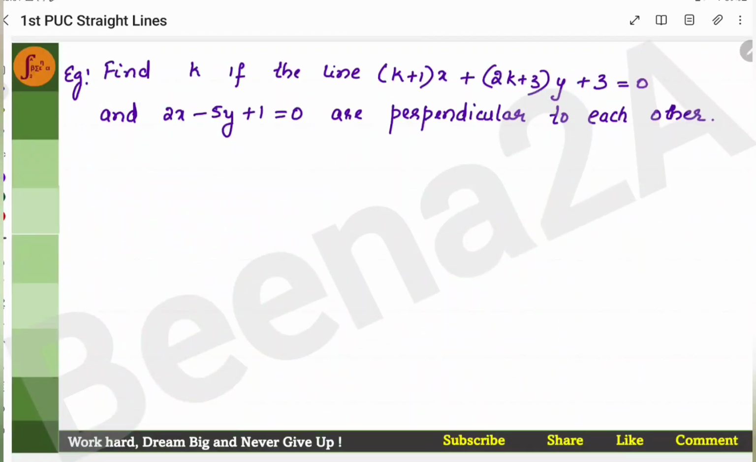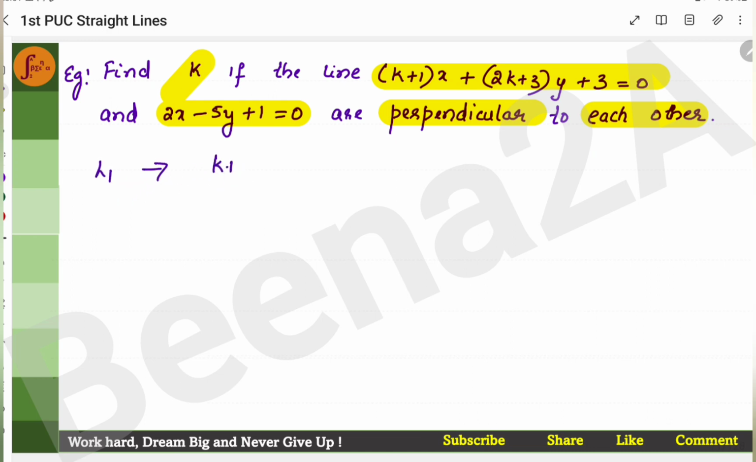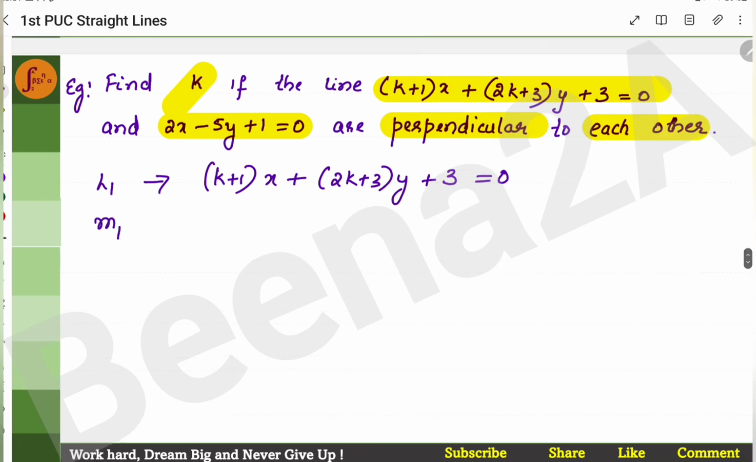Now let's take this particular example. Find k if the line (k plus 1)x, there is a line equation given here, and this is another line equation. Both the lines are perpendicular to each other. You have to find the value of k, right? So let's say line 1 is nothing but (k plus 1) into x plus (2k plus 3) into y plus 3 is equal to 0. We'll find the slope of this particular line 1. What will be the slope? Slope is equal to minus a by b. Now what is a here?